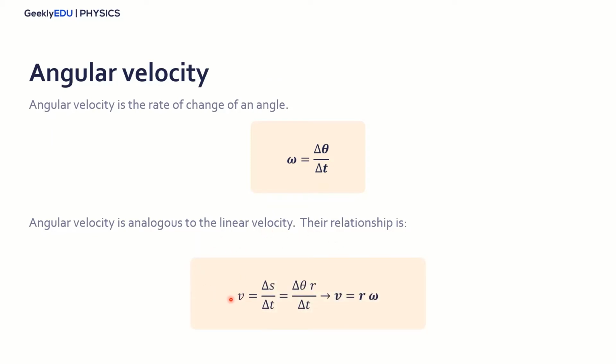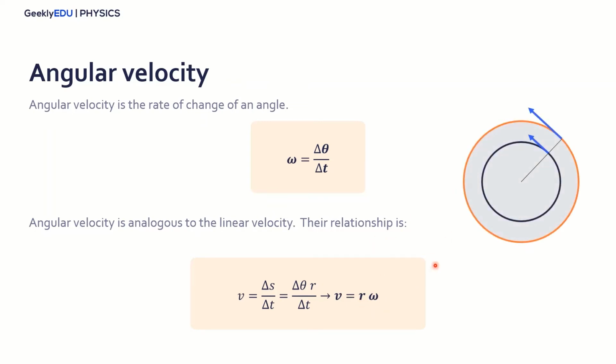The linear velocity is the variation in space divided by time. This variation in space, if you think about the circle, is actually the change in angle times the radius. So if you take a look here, the angular velocity is this thing right here. So the linear velocity is actually the radius times the angular velocity.